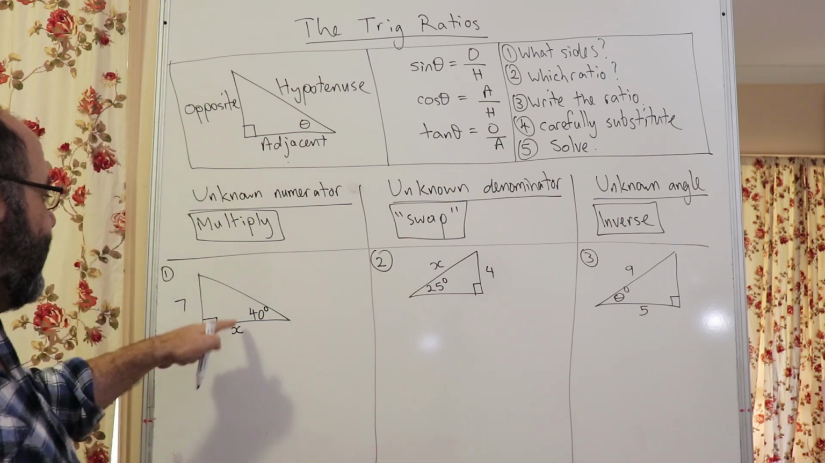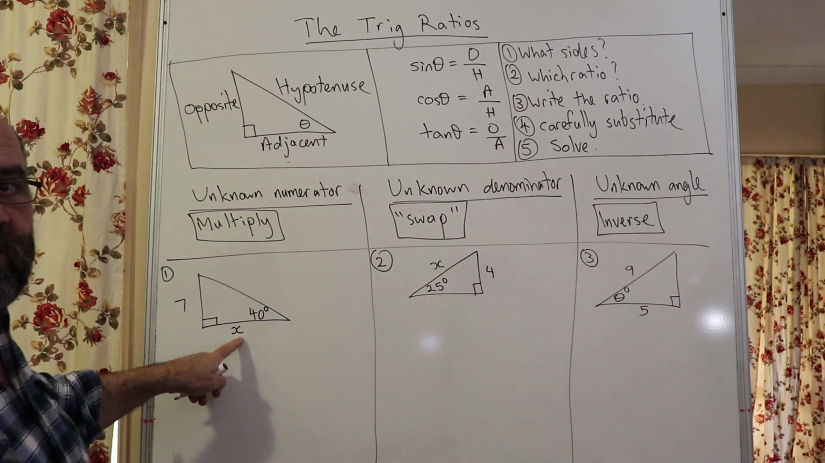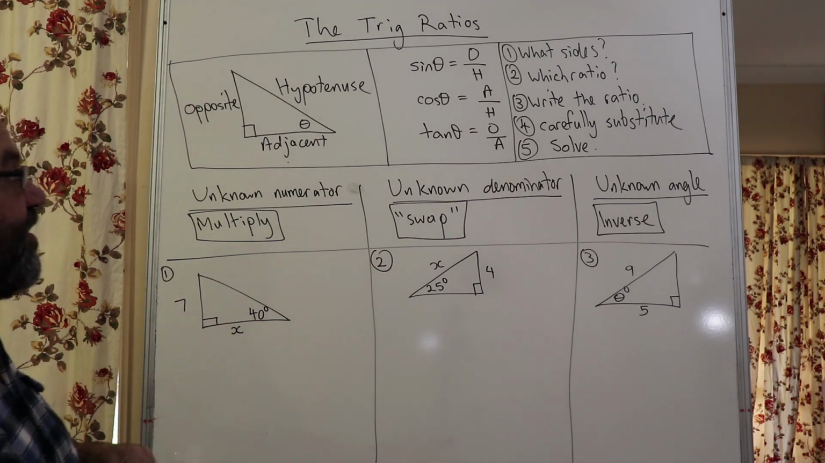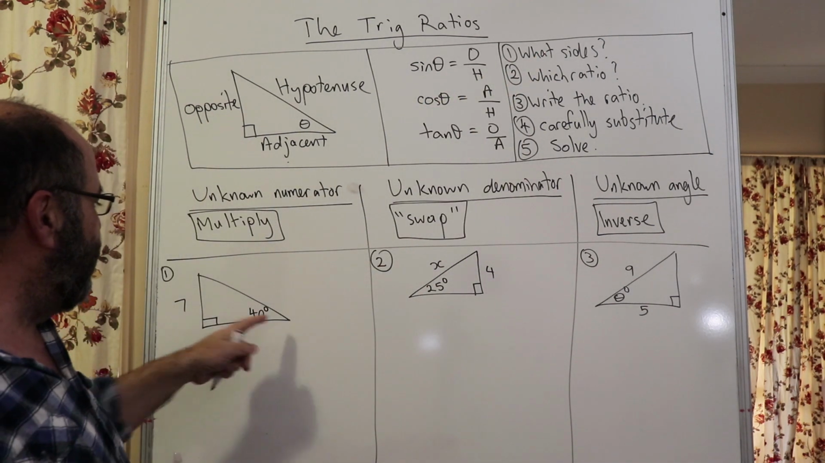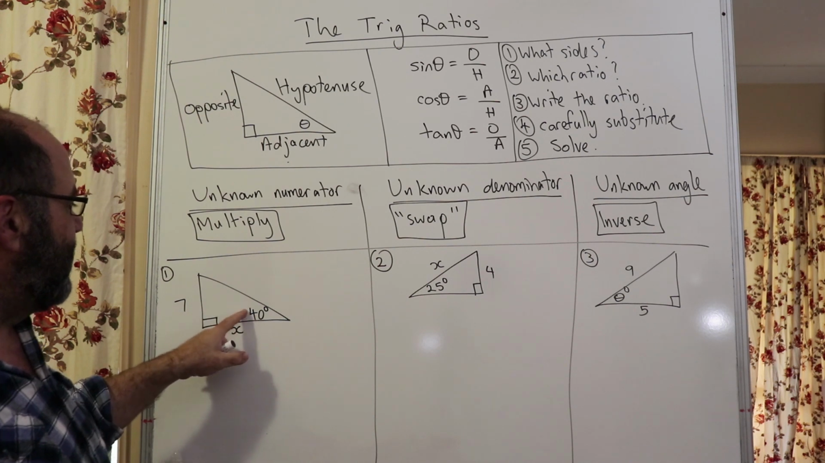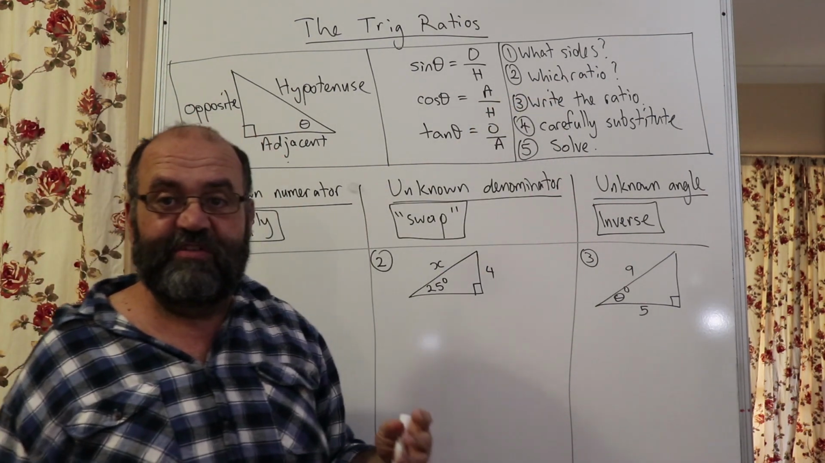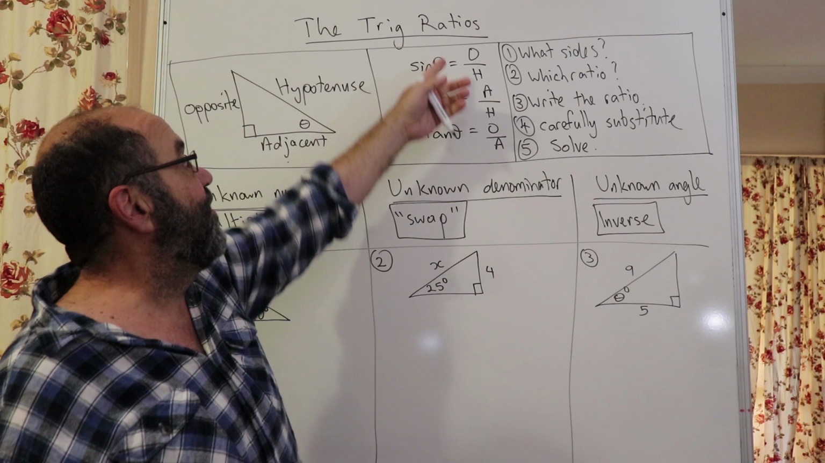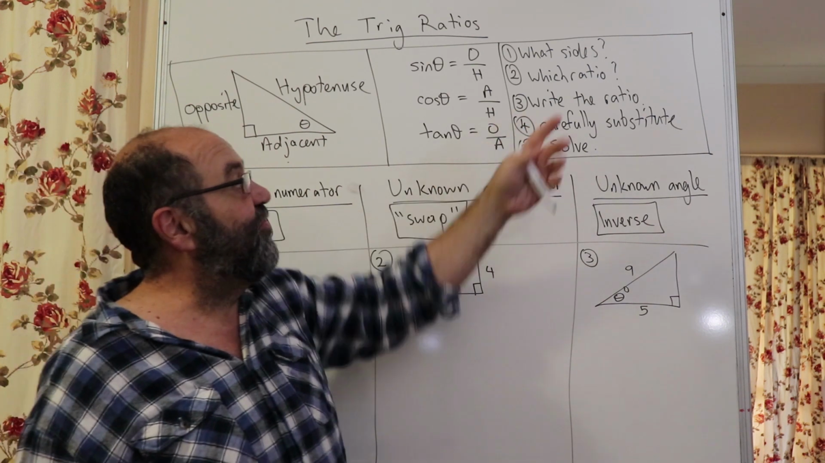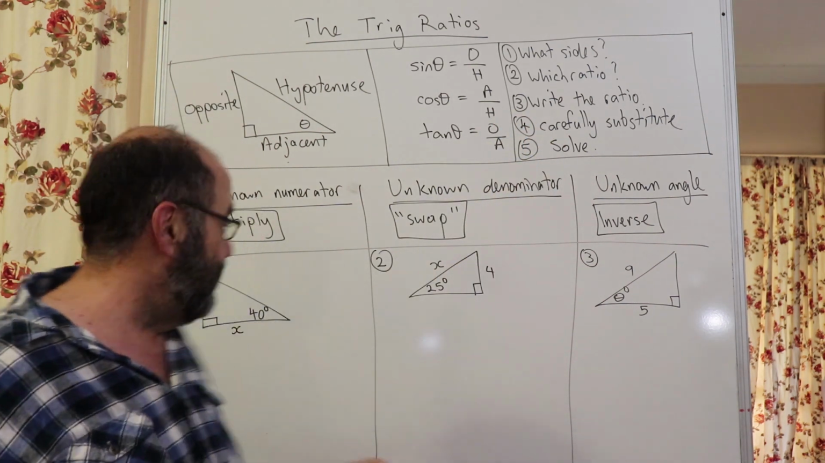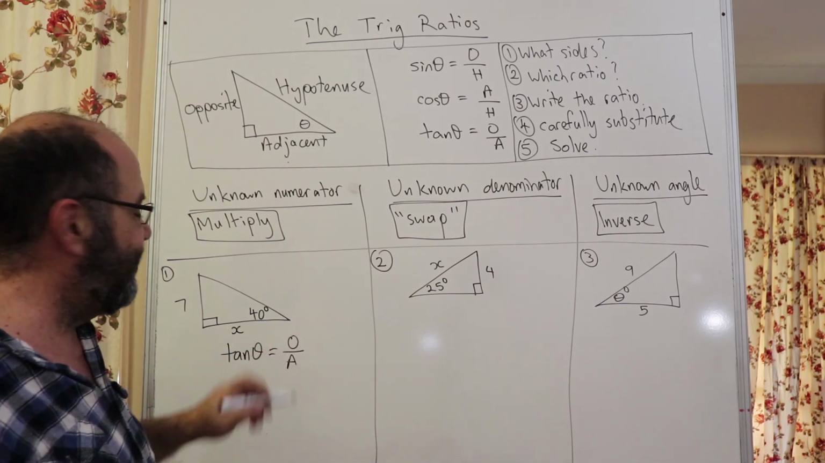So in example one, we're given this triangle. We've got x on the adjacent side here, 7 is the opposite, and 40 degrees is our angle. So step one, what sides are involved in this problem here? Well, we've got the opposite and the adjacent. Okay. Well, which ratio uses opposite and adjacent? Well, here we've got the three ratios, and we see that the tan ratio uses opposite and adjacent. Okay. Step three, write down the ratio. So that's what I'm going to do. Tan theta is opposite over adjacent.